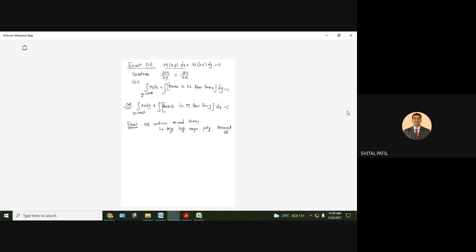Okay, now whenever a differential equation is not exact, this is somewhat challenging and important part. Whenever a differential equation is not exact, we have to find an integrating factor. What is an integrating factor? An integrating factor converts a non-exact differential equation into an exact differential equation.